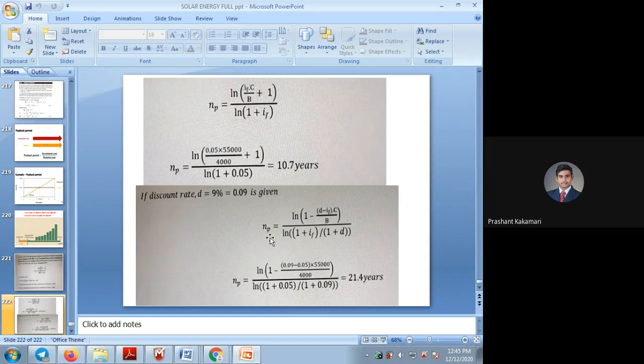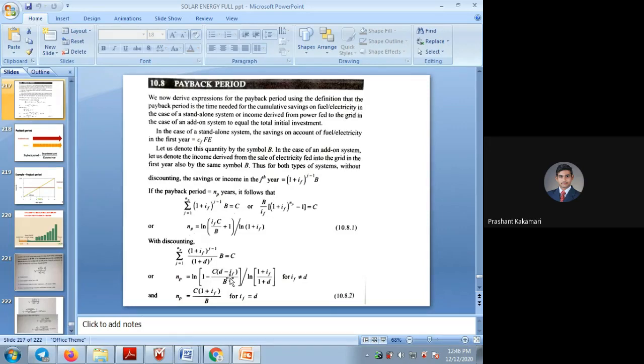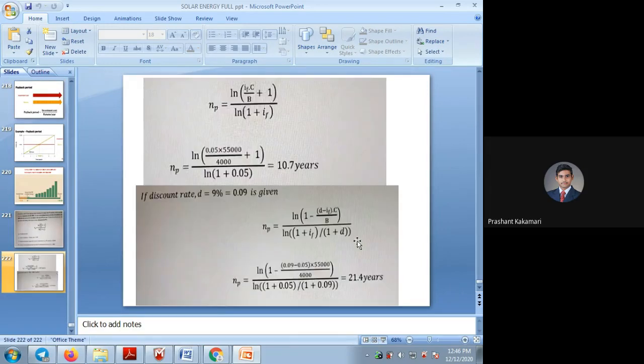Now, if the discount is considered, the equation will be different. So with discounting of 9%, 0.09, what's the equation? Ln of 1 minus C into (D minus IF) by B, divided by ln of (1 plus IF) divided by (1 plus D). Same equation they have used here. So substitute all the values given in the problem with discounting. With discount, if you consider, what will happen? Now I'm going to gain after 21.4 years. So until 21.4 years, with the discounting, I have to wait for 21.4 years. Later than that, I'll get some rate of returns on the profit.